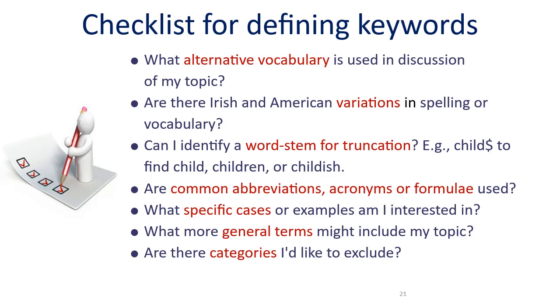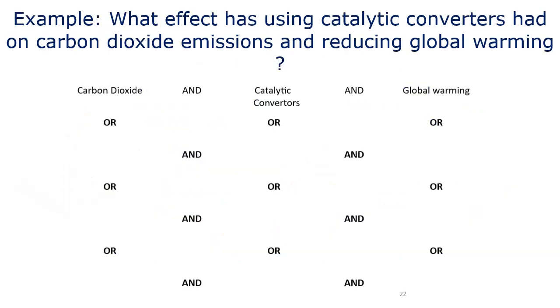We're going to use this simple search as an example of how you can tease out some of the keywords. I'm not saying that I'm going to end up with everything, but you can spend a bit of time thinking about it as well to see if you can do better than what I've managed to do. So the question we're asking is, what effect has using catalytic converters had on carbon dioxide emissions and reducing global warming? So the main concepts I've picked up are carbon dioxide, catalytic converters, and global warming.